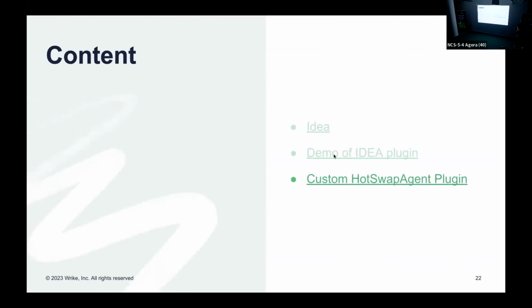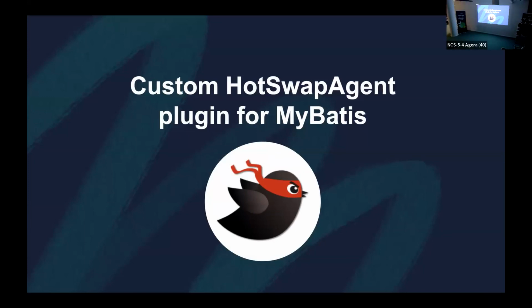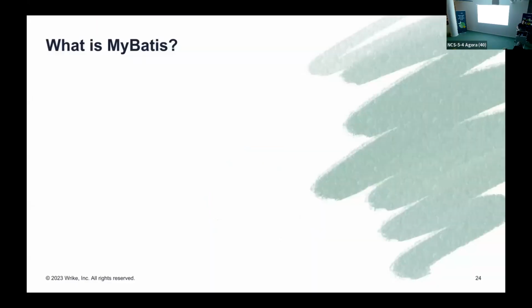And now we'll proceed to the final part of the presentation, a custom HotSwapAgent plugin. And I will show it on an example with MyBatis. And you may ask why MyBatis, and I'll answer that just because we're using it in Wrike, and we actually wanted to have this plugin. So this was the reason to implement it. And before we proceed, a few words about MyBatis.